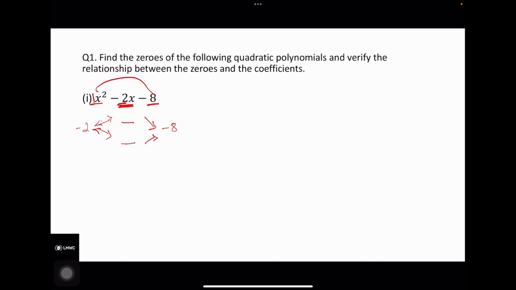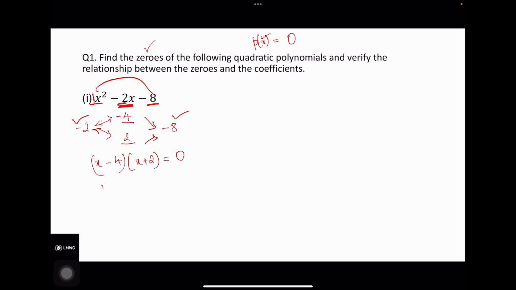So we are going to take 4 and 2, and put a minus sign on the 4. So -4 plus 2 is -2, and -4 times 2 is -8. Therefore, if we do the factorization, we get the factors (x - 4)(x + 2). And we equate this to 0, because we are asked to find the zeros, which means the polynomial becomes 0 at certain values of x. So we equate it to 0, okay?